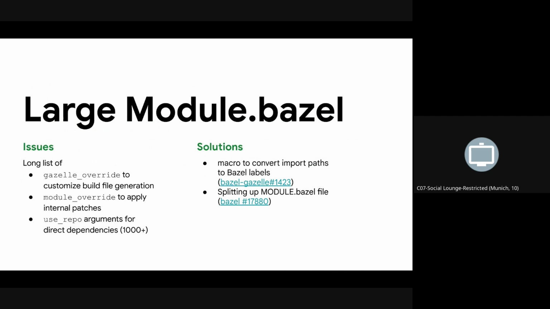Yeah, so one of the solutions that Fabian proposed was to have macros that convert the import path of Go into Bazel labels. In that case, we don't need the long use_repo arguments. And one work in progress from the Bazel team is to be able to load other bzl files into the MODULE.bazel file, so that in the future we can hopefully split up the MODULE.bazel file into maybe a dozen or maybe 100 files belonging to each team. That will make it shorter to read.